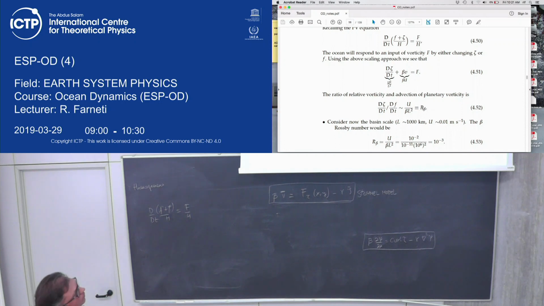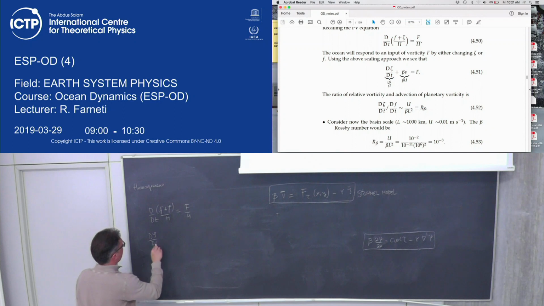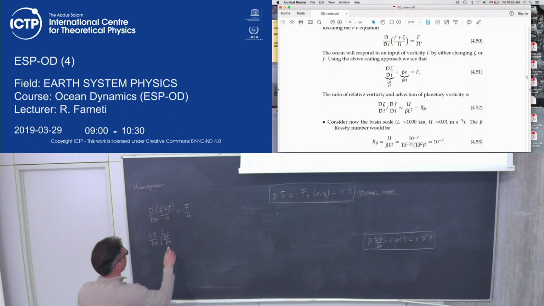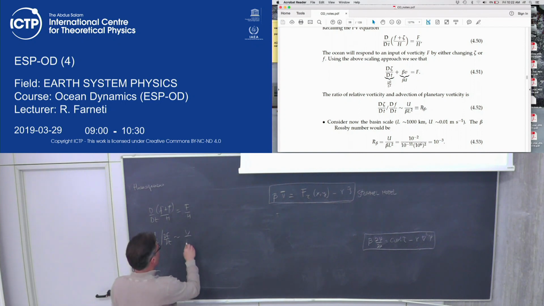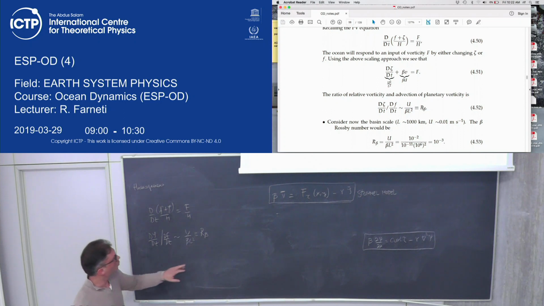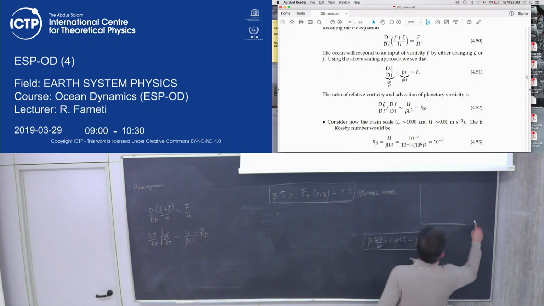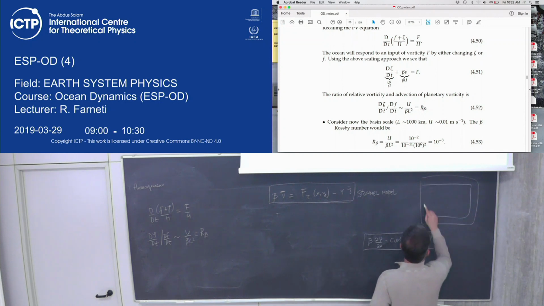You do the scale analysis as before, and you see that the ratio of the relative vorticity and the advection of planetary vorticity is the beta Rossby number. Okay, and so when the beta Rossby number is much smaller than 1, then relative vorticity is not important. When the beta Rossby number is close to 1, then relative vorticity is important. So let's see a couple of cases. So the Bayesian scale, you remember what we were looking at before, it was something like this.